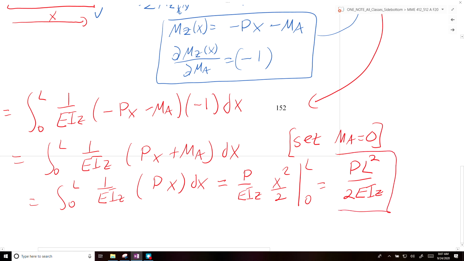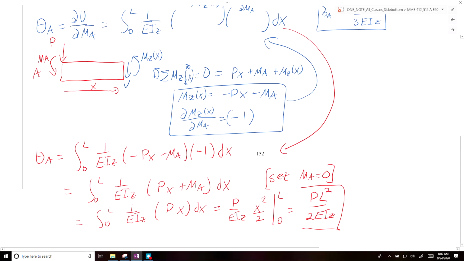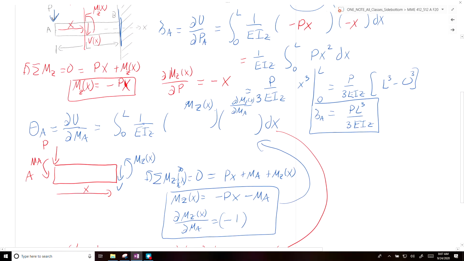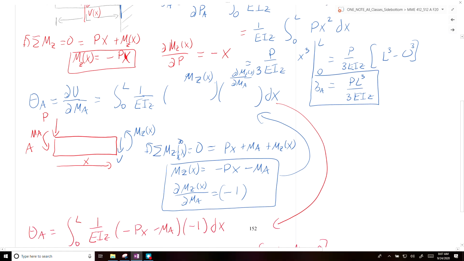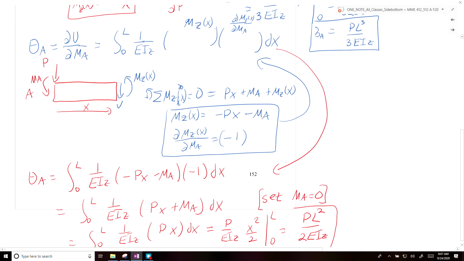Okay, so in short, using the simplified Castigliano's method simplifies your integrations a little bit, and it makes your calculations a little bit simpler, especially as we get into more complex loadings. So please use the simplified Castigliano's method whenever possible.